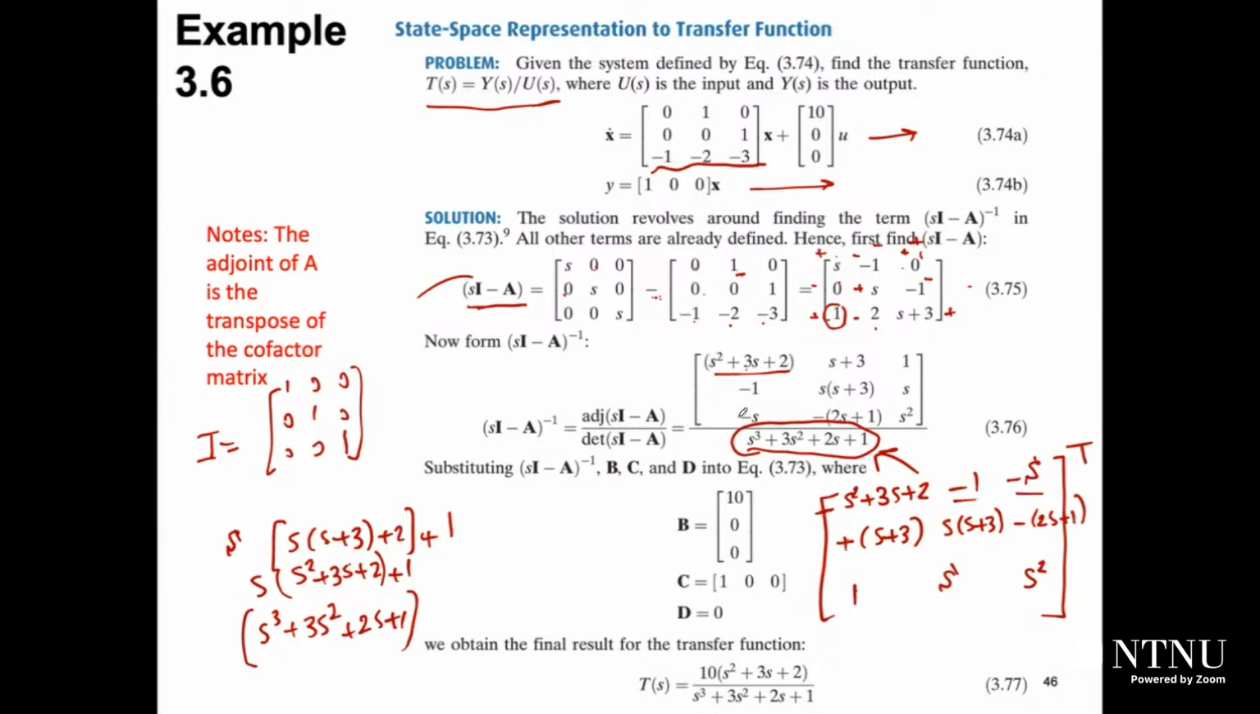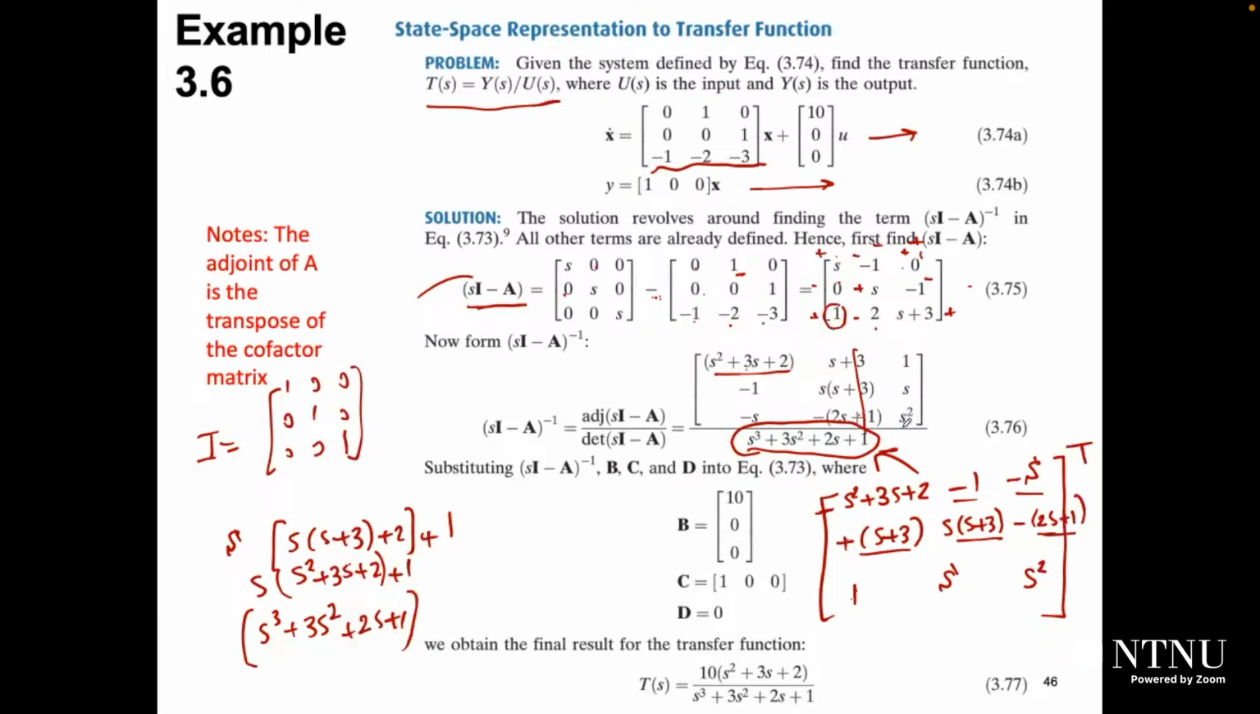-1 minus S, so we will write it as a column. We will go to the next row. It will be S3. We will write it as a column. It will be S3, S times S plus 3 minus 2S plus 1. So we will write it as a column. And finally, we will have 1S squared. So this is the adjoint of the function.